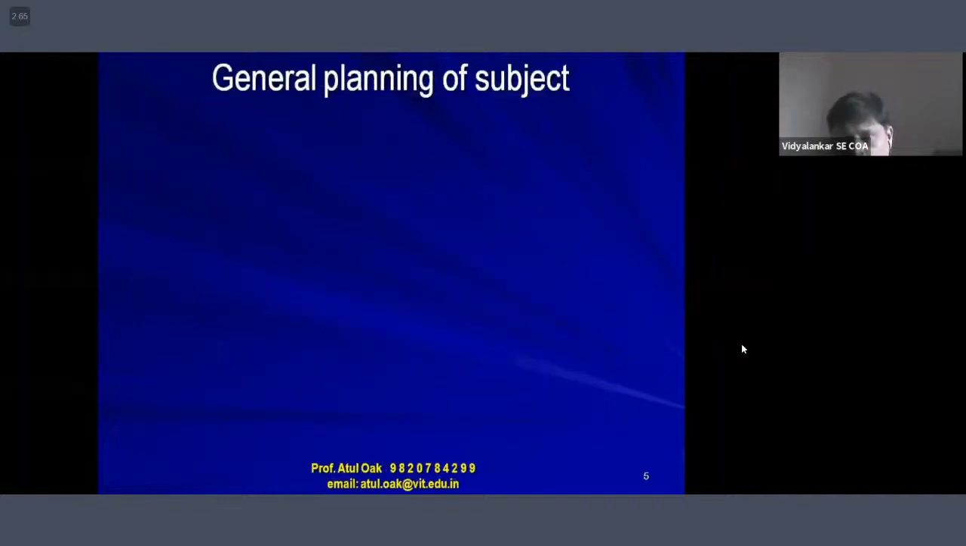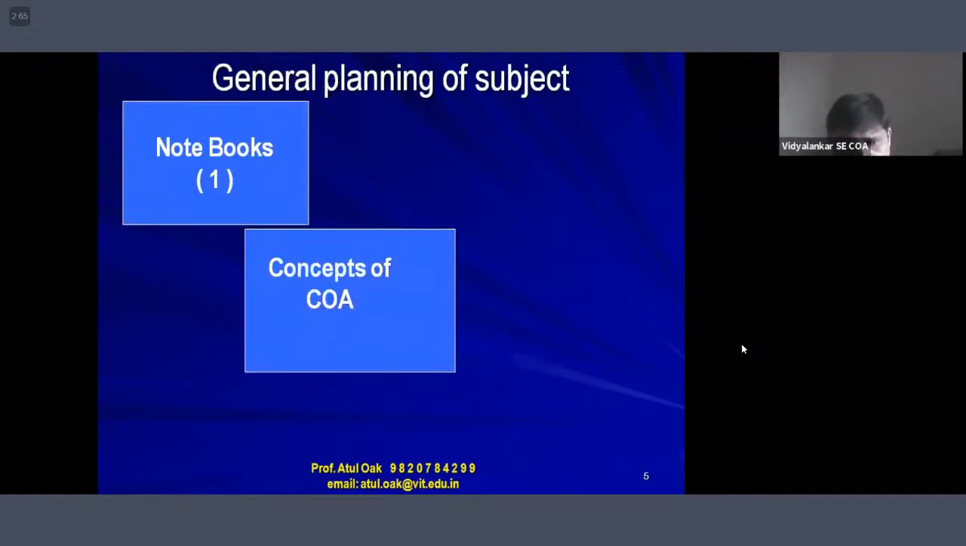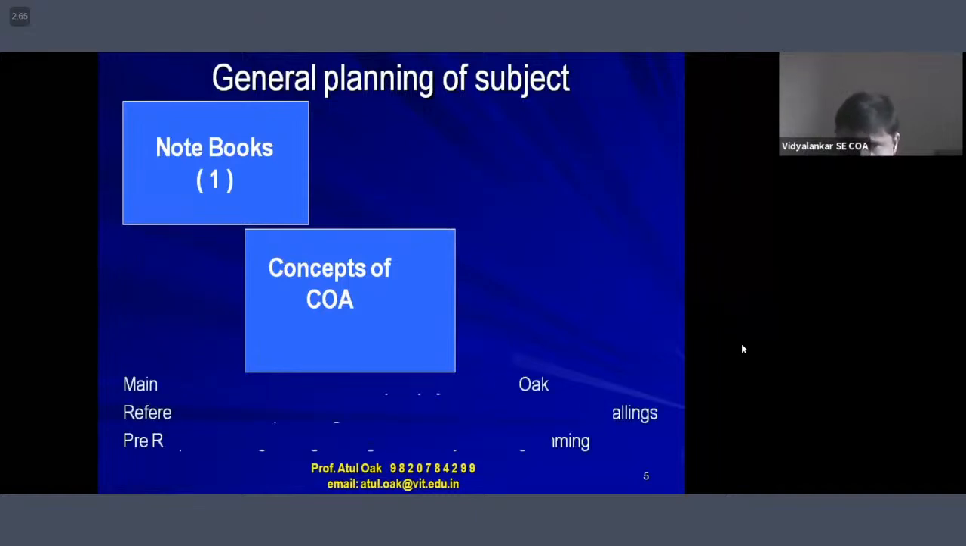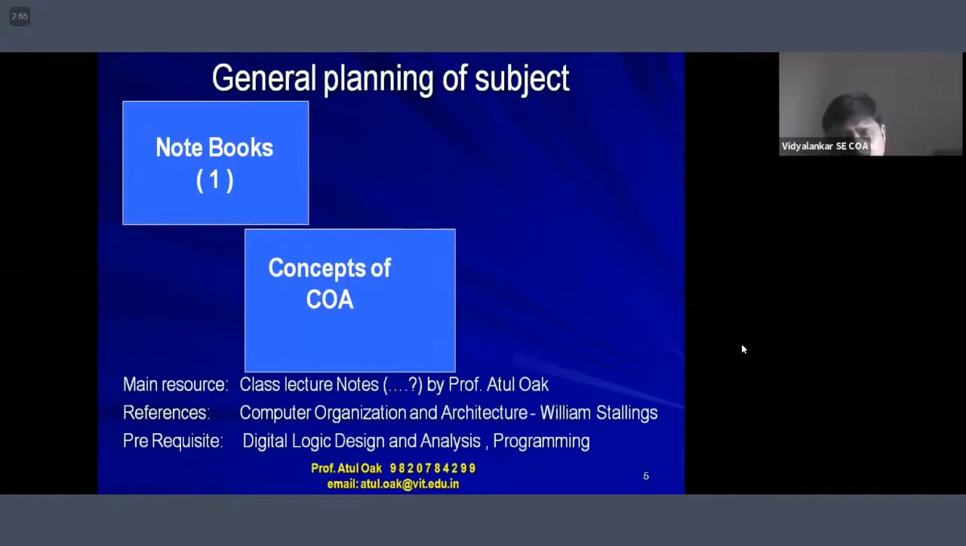Let's go ahead. Let's talk about general planning of the subject for a couple of minutes. I recommend that you carry one notebook with you during our regular sessions on Saturday, mainly for writing concepts in COA. Now your syllabus is huge. Let's be very practical about it, because even a microprocessor like 8086 is partially included in this particular subject.